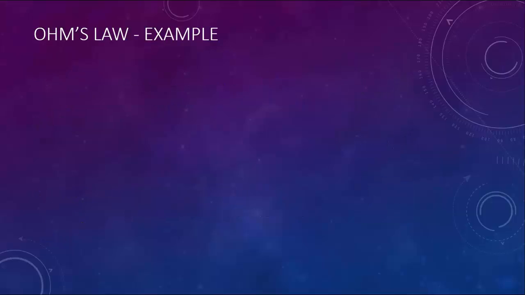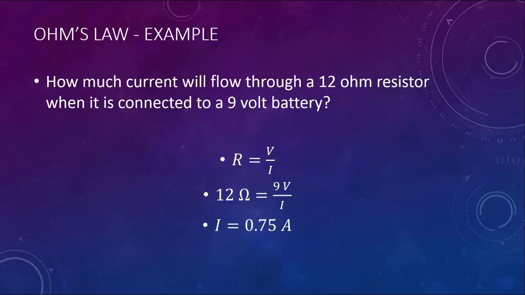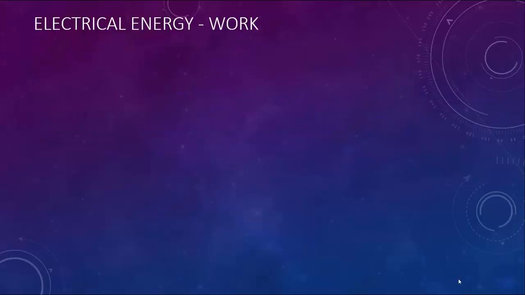Let's take a look at an example. How much current will flow through a 12 ohm resistor when it is connected to a 9 volt battery? We'll start with the equation from our reference table. We can substitute in the 12 ohms and the 9 volts, and we can find that the current would be 0.75 amps. Here's another example. When the light bulb in a flashlight is connected to a 3 volt source of potential difference, a current of 0.4 amps flows through it. What is the resistance of the light bulb?